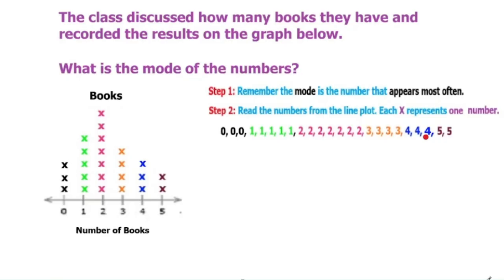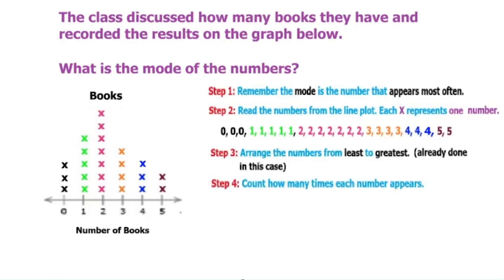So arrange the numbers from least to greatest. This is already done in this case because we're going from 0 to 5. So it's already been done. So you don't have to worry about that. Now count how many times each number appears. And that's going to help us tell what the mode is.